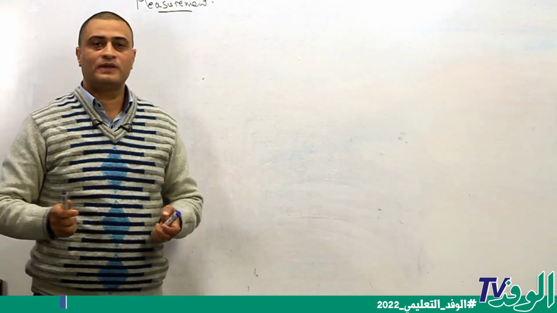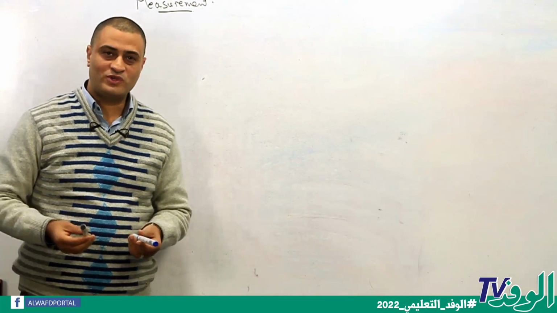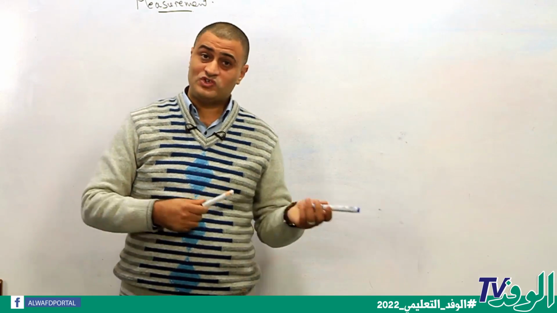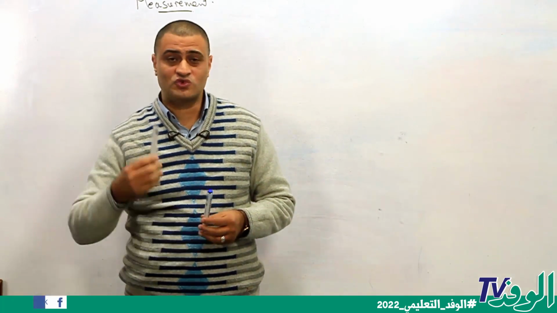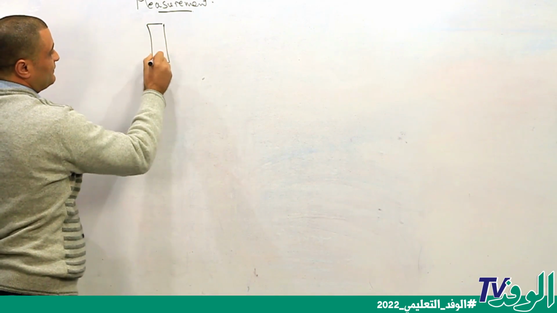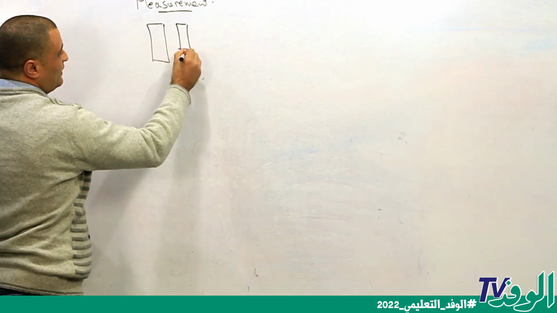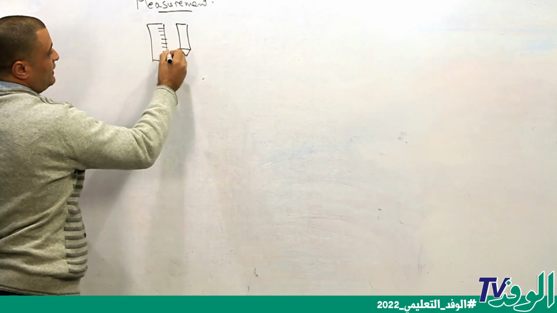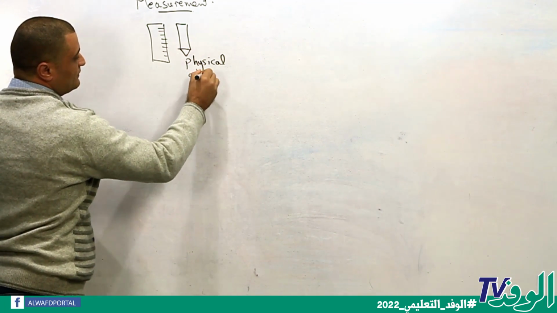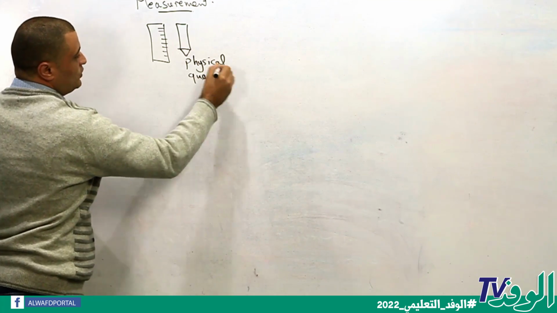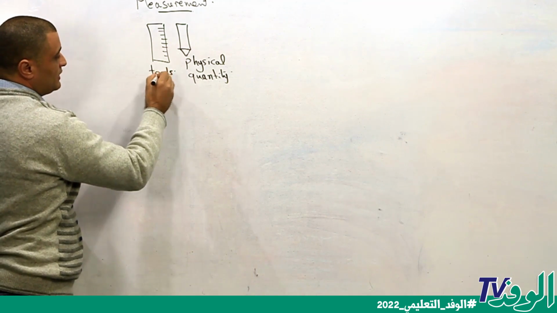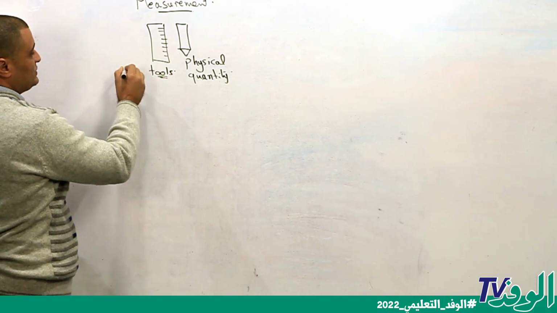In measurement, what we mean by measurement is a comparison between two physical quantities. The two physical quantities: one is known, which is called the tools, and the other is unknown, which is called the physical quantity. So we have, number one, physical quantity, which is unknown. Number two, tools, which is known because it has units.